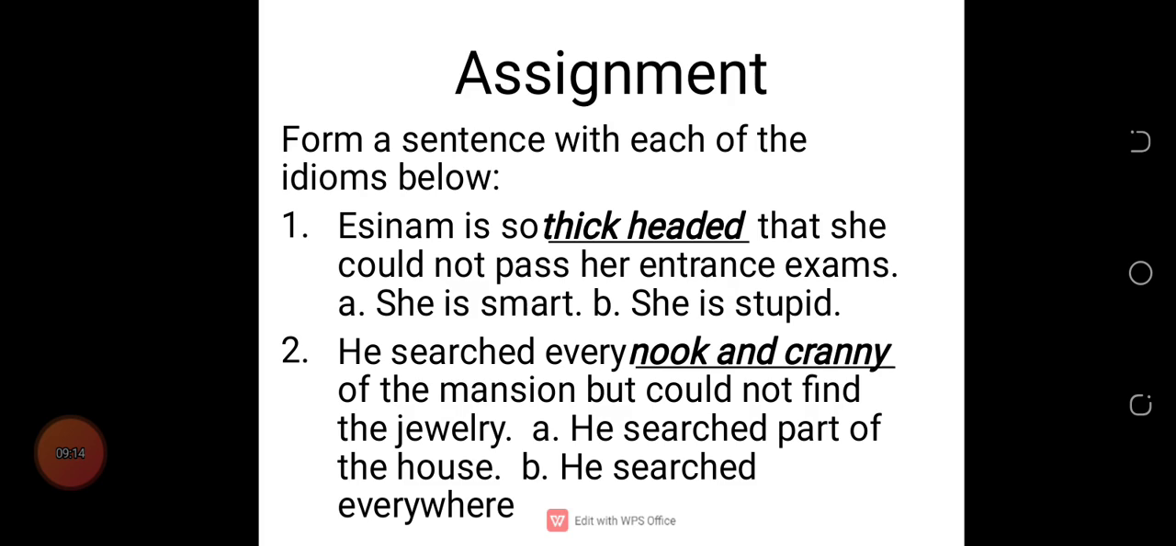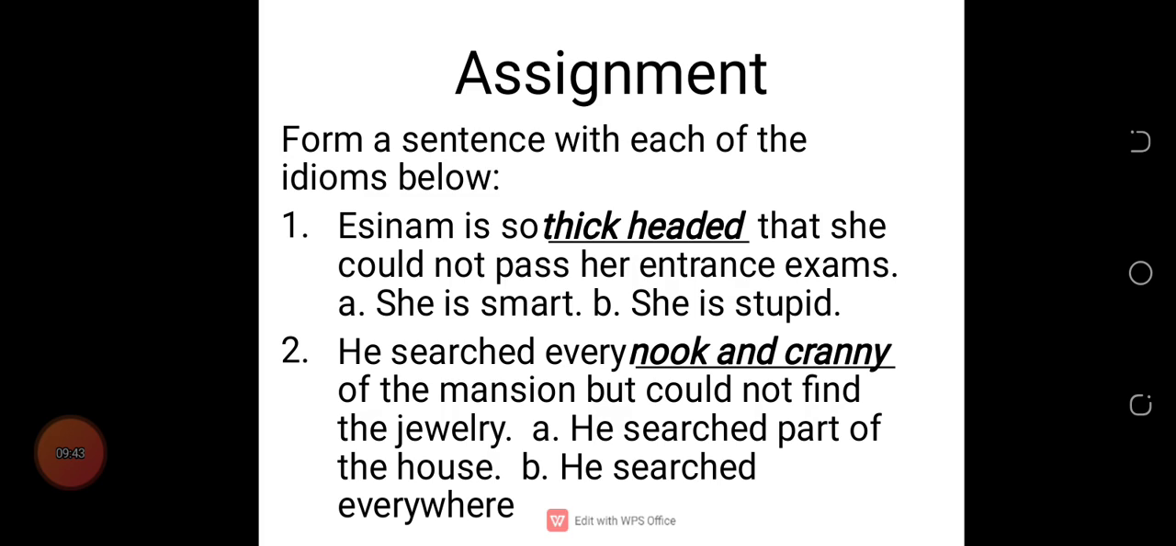Okay, so this will be a short assignment just to complement what we have learned. All you have to do is to read carefully and then choose from the two alternatives given the right answer to the underlined expression. Number 1. Essie is so thick-headed that she could not pass her entrance exams. A, she's smart. B, she's stupid.